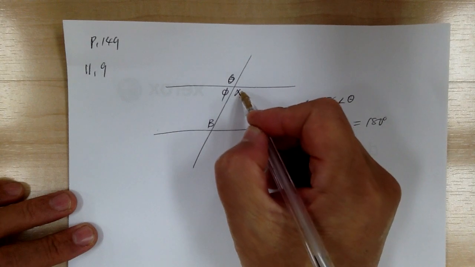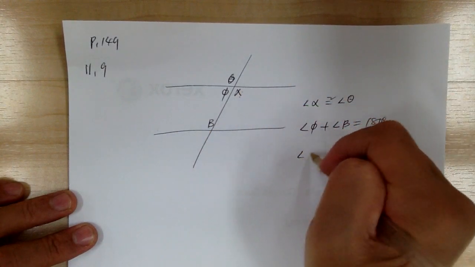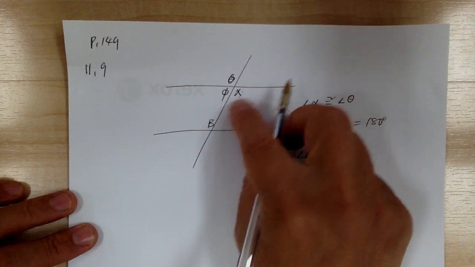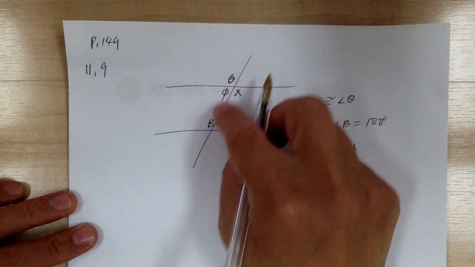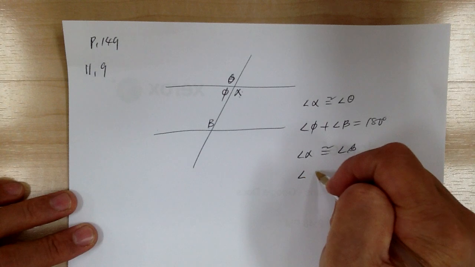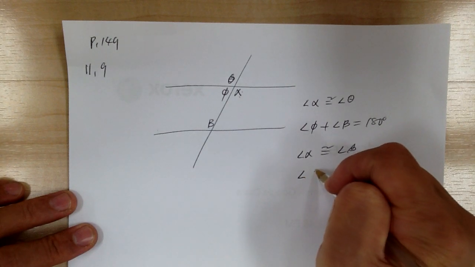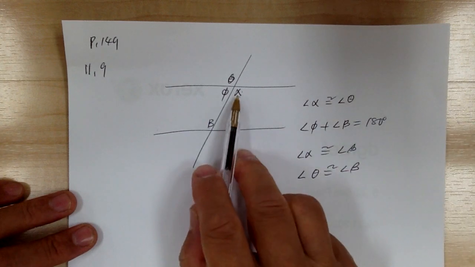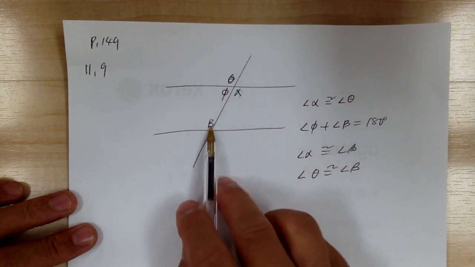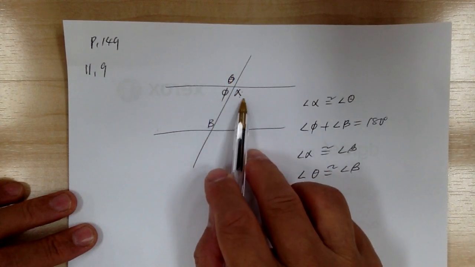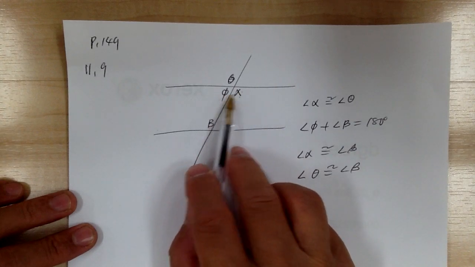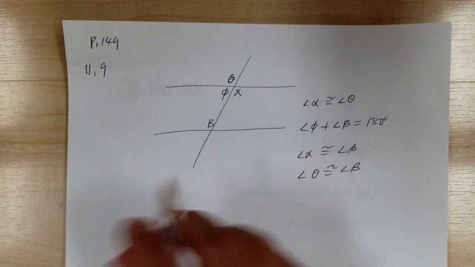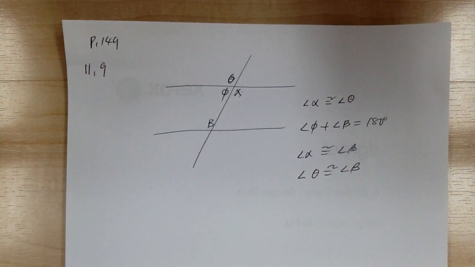And also you need to know the alternate interior angles. So angle alpha is congruent to angle beta. They are alternate interior angles. You also need to be aware of the corresponding angles. So angle theta is congruent to angle beta. So alternate interior angles are congruent, corresponding angles are congruent, vertical angles are congruent, and these two adjacent angles will be supplementary and equal to 180. So those are some basic facts it's good to know.